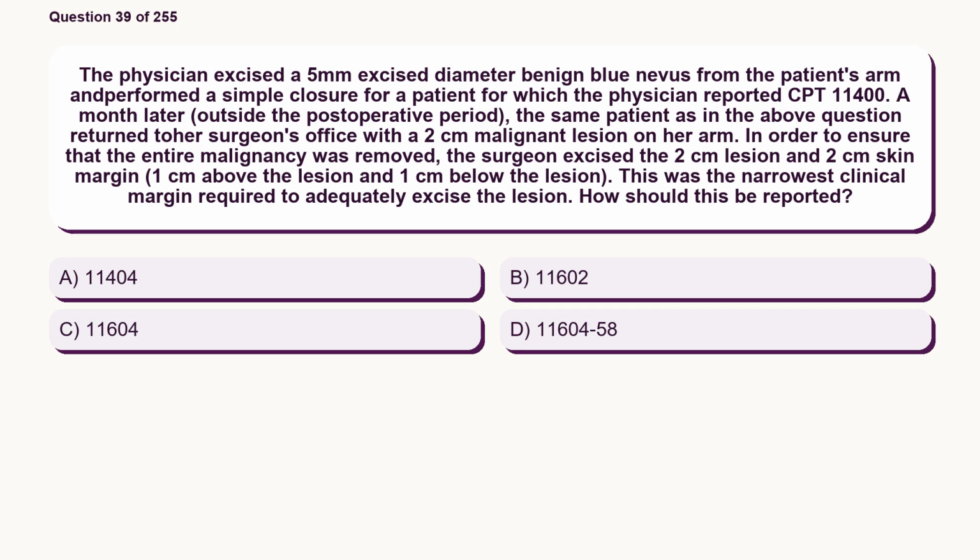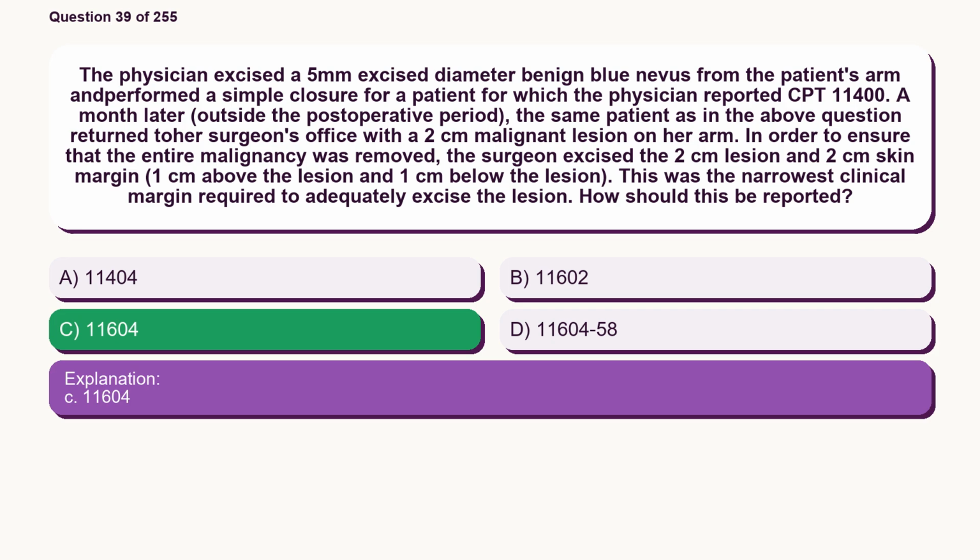Option A: 11404. Option B: 11602. Option C: 11604. Option D: 11604-58. The correct answer is option C: 11604.